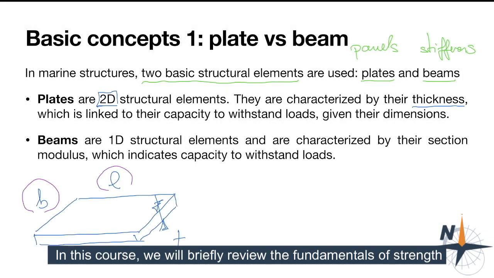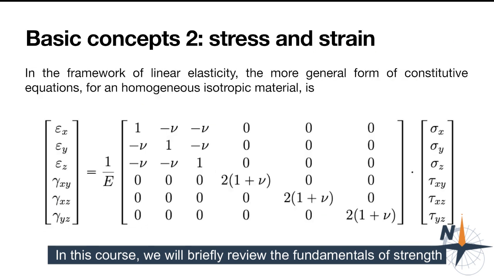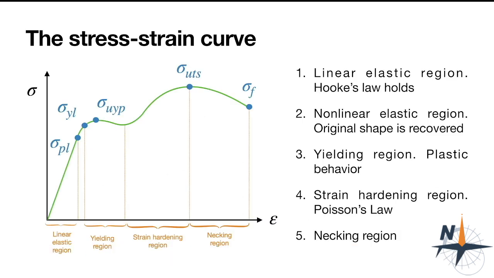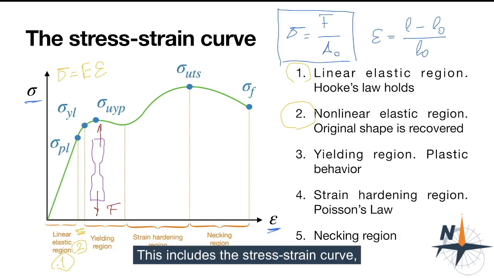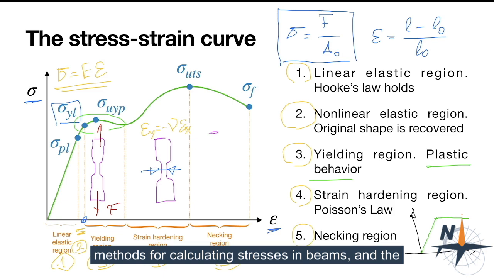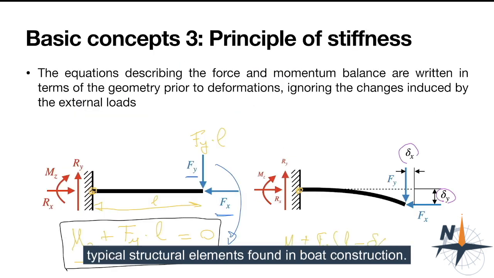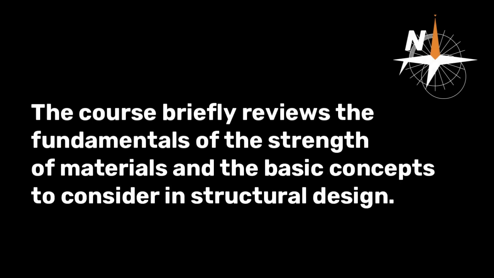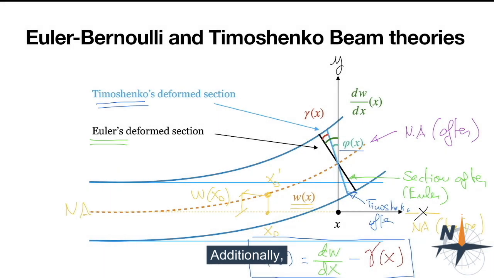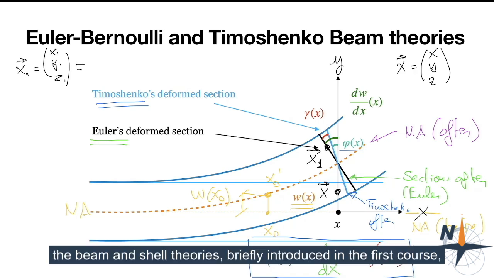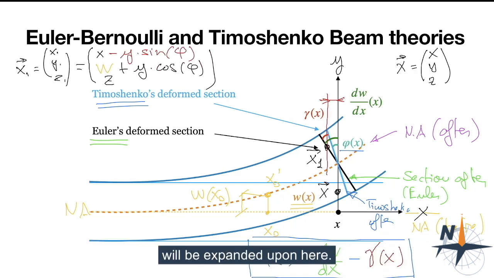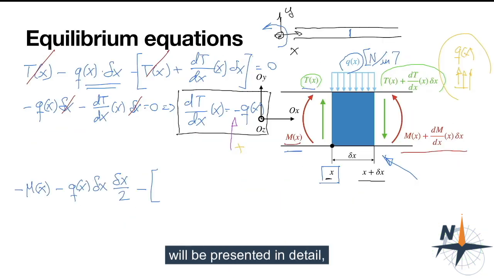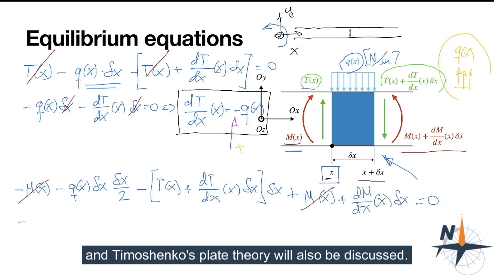So, in this course, we will briefly review the fundamentals of strength of materials and the basic concepts relevant to marine structural design. This includes the stress-strain curve, methods for calculating stresses in beams, and the typical structural elements found in boat construction. Additionally, the beam and shell theories, briefly introduced in the first course, will be expanded upon here. The Euler-Bernoulli and Timoshenko beam theories will be presented in detail, and Timoshenko's plate theory will also be discussed.